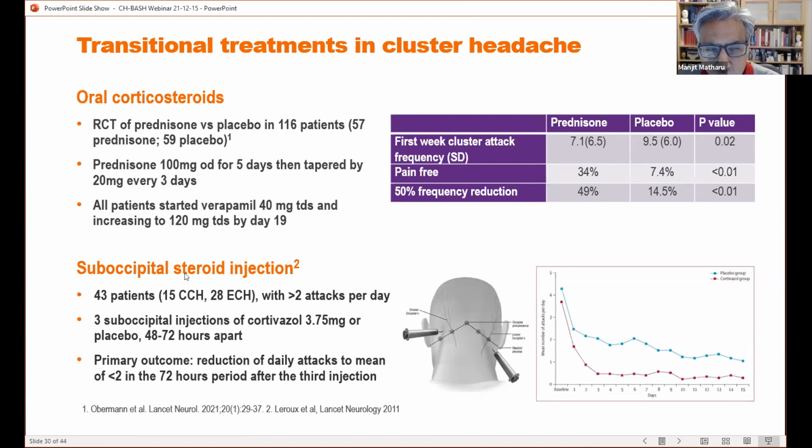And similarly, for greater occipital nerve blocks, there's this study that was published by Elizabeth Leroux in Lancet Neurology now almost 10 years ago, showing that cortisol injections can be highly effective, rapidly reducing the attack frequency. We use methylprednisolone and dexamethasone and it works equally well, with about 2/3 of our patients responding quite well, often within a matter of a few days. And a lot of the episodic patients essentially manage just with the greater occipital nerve blocks.